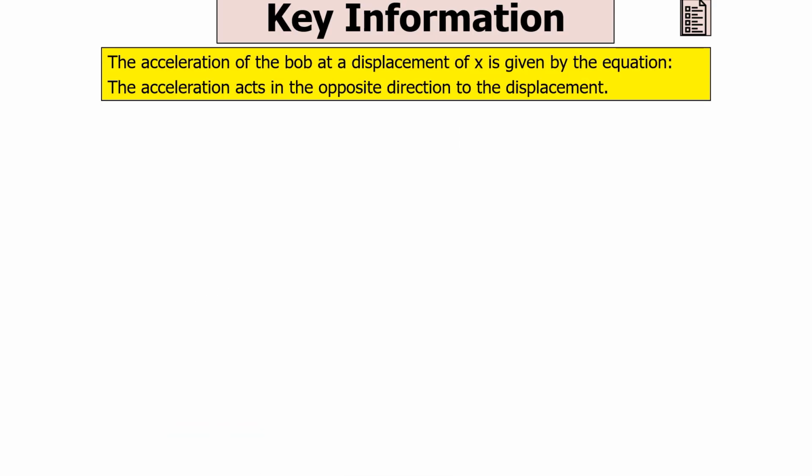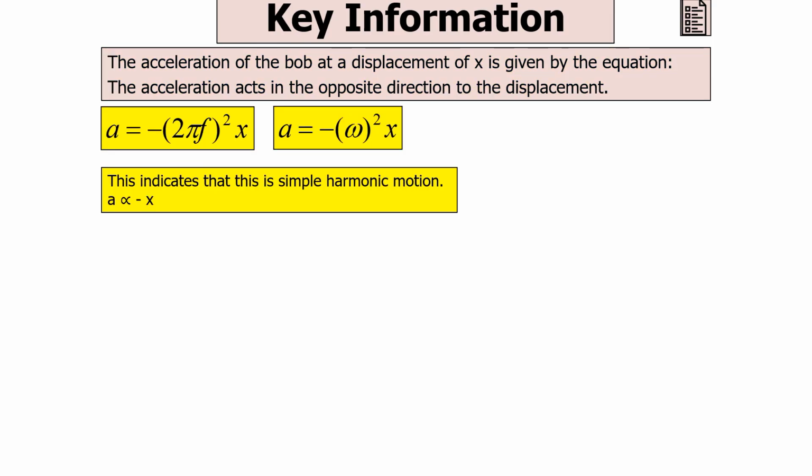Now, the acceleration of the bob at displacement of x is given by the following equation. Always remember, the acceleration acts in the opposite direction to the displacement. So we can say a is equal to negative 2 pi f squared times x, or a is equal to minus omega squared times x. This indicates that this is simple harmonic motion. From these equations we can say a is proportional to negative x.